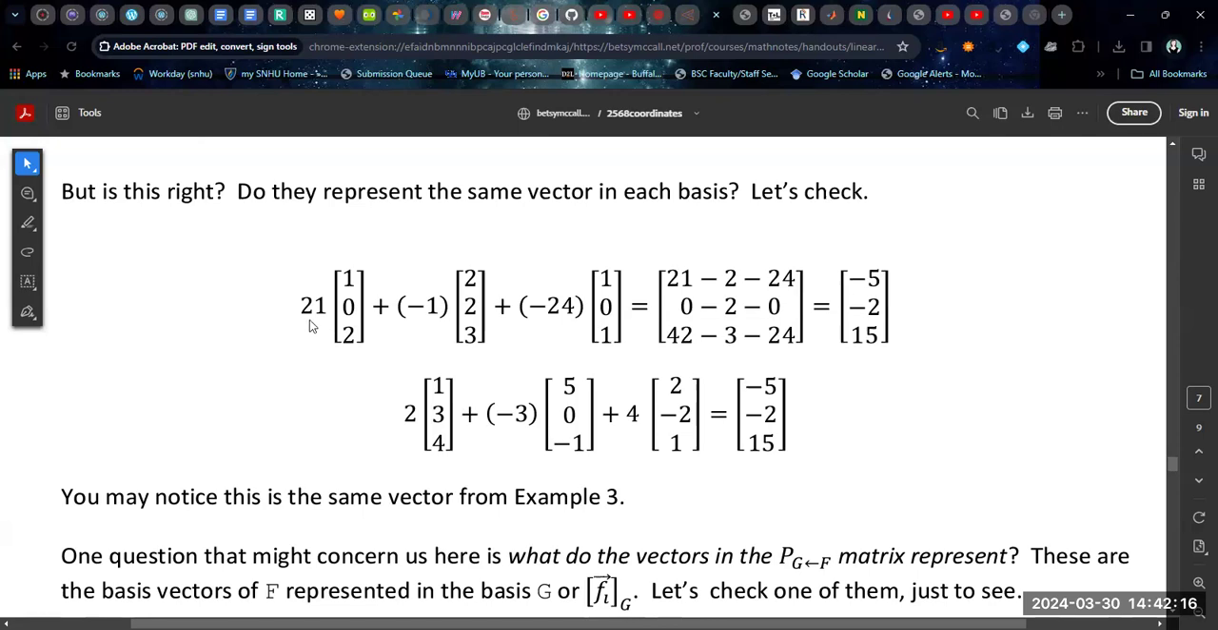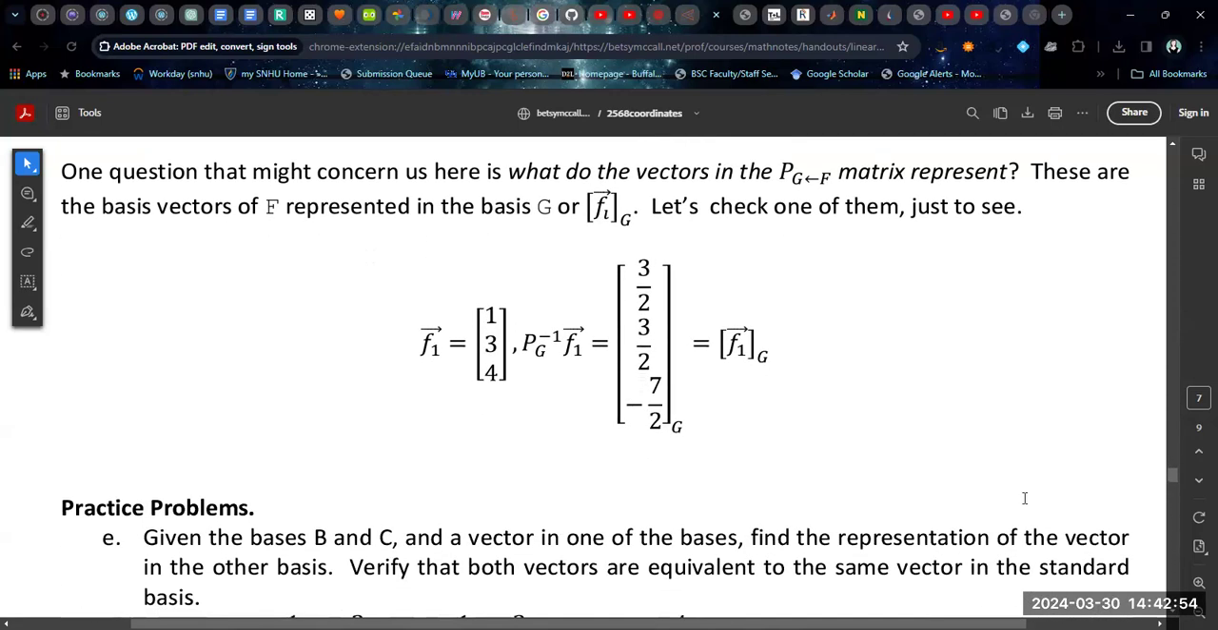Do they represent the same vector in each basis? Well, we can check by taking the coordinates in F, multiplying by the basis vectors in F, and we get -5, -2, 15, as we saw in a previous example. But if I take the coordinates from the G basis and multiply them by the vectors in the G basis, I do also get -5, -2, 15. So they are representing the same vector in the standard basis, but as coordinates in their own vector systems.